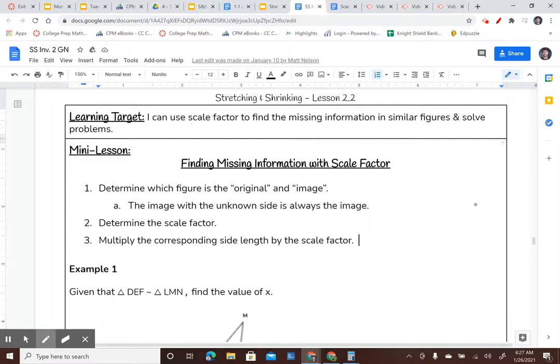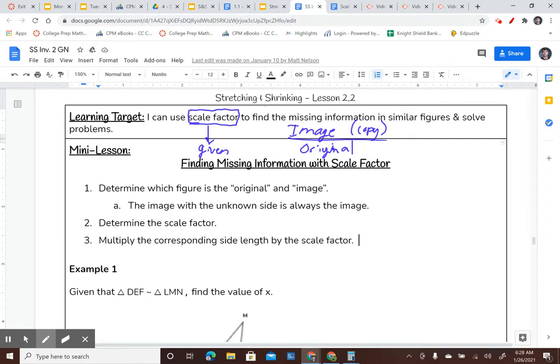All right, so far we have been finding the scale factor by doing the image, or the copy, the second figure, divided by our original figure. And so now what we're going to do is figure out missing sides once we have our scale factor given to us. So we're no longer trying to find our scale factor. It is given to us.